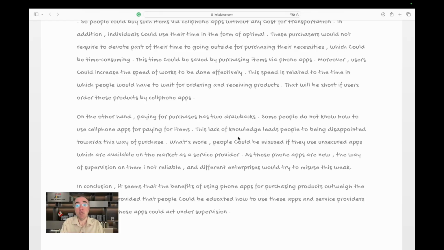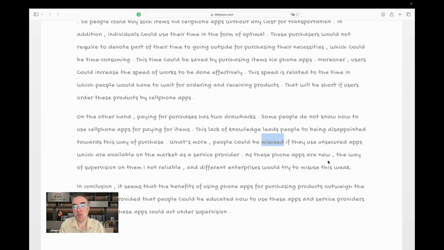Oh, yes, now, yeah, that's correct. People might fall victim if they use unsecured apps, which are available on the market, sadly. That's correct, as a service provider. People could be taken advantage of, because, again, this is not a good choice of word. We don't misuse people. We misuse items. People usually are taken advantage of. So it's bad to take advantage of people. That has a bad connotation.